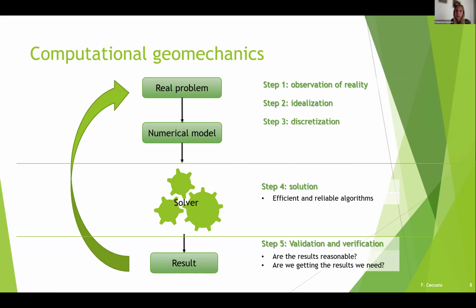This means that we need to go back to the real problem and use engineering judgment to understand if the model gave us the correct answers. This, I think, is a very important step, and sometimes in practice, but maybe also in research, it's not done properly. But this is really important. So numerical modeling requires engineering judgment. Always. This is super important. This is crazy important. That's why I want to tell you a quick story.